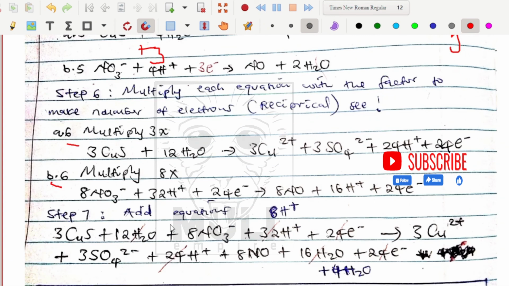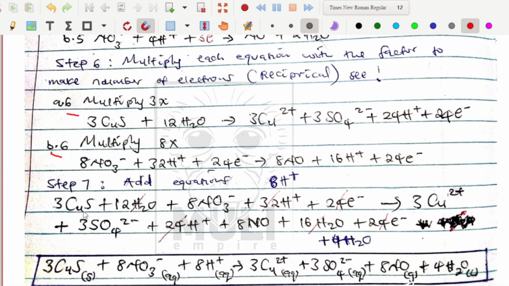Then the last stage is that you just add up the 2 equations. Once you add them, you have what I got here. From here you start cancelling out common things, especially water. Your focus should be on water, hydrogen ions, and the electrons. You find that the electrons are equal, so they cancel out. Here there's 24, and the other one also has 24 electrons, so they cancel out.